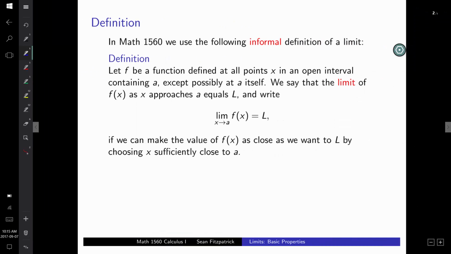So here's the definition of a limit that we use in Math 1560. It's a little bit wordy. I'll say a little bit about why we kind of go with this wordy definition.